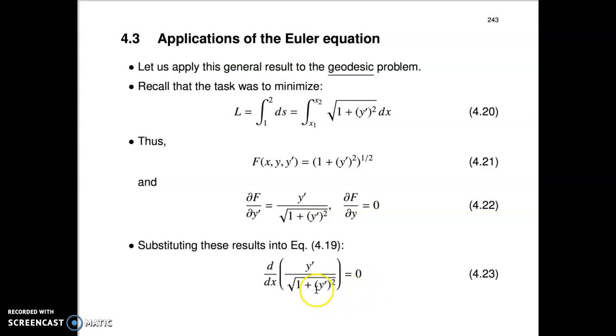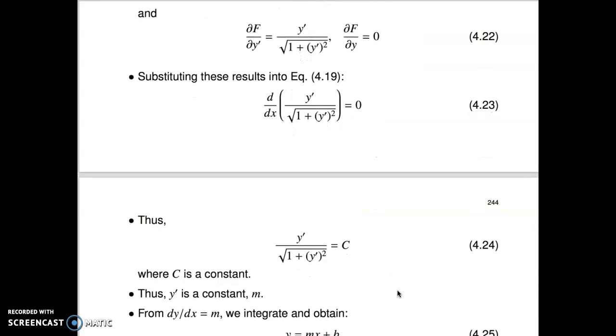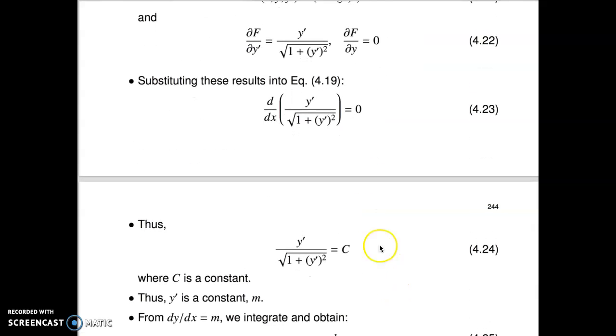Okay, now you can go ahead and take the derivative of all of this stuff and complicate things, but you know what? Just to keep it simple, let's not do that. If this derivative with respect to x is equal to 0, then obviously the quantity, the expression you're taking the derivative of, must be a constant. Okay, so c is a constant.